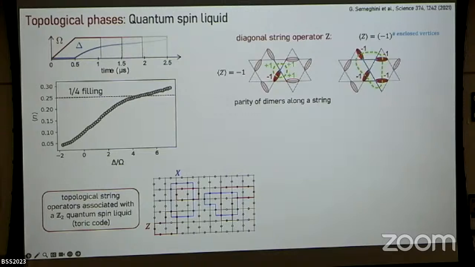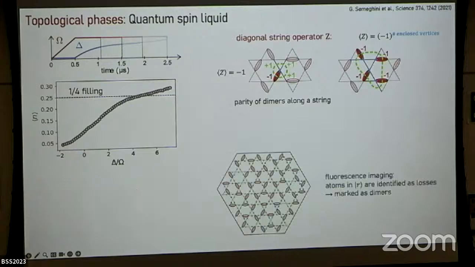And the expectation value that you expect, again, when you're in a perfect dimer state, is -1 to the number of vertices enclosed, because for each vertex you have a dimer, and so for each dimer you have a -1. And so depending on whether you have an even or an odd number of vertices inside, you will get +1 or -1. Does this make sense? It's very important. Okay, so this can help us define if we are preparing our atoms in a dimer state or not, which is the first thing that we want to check.